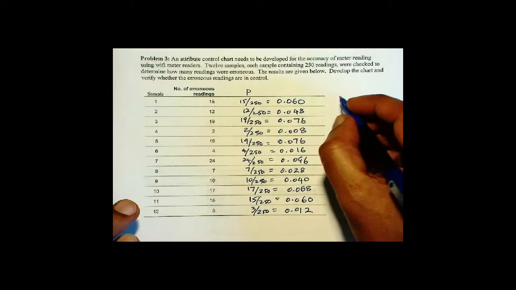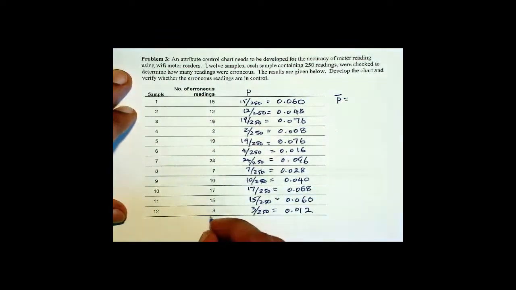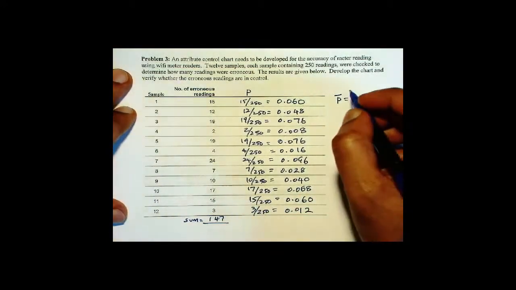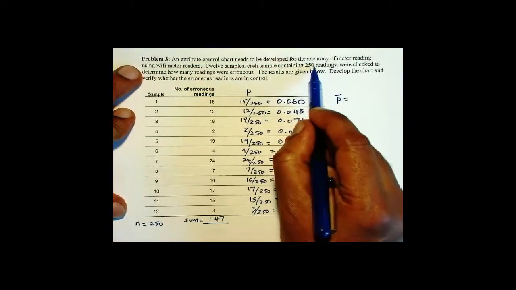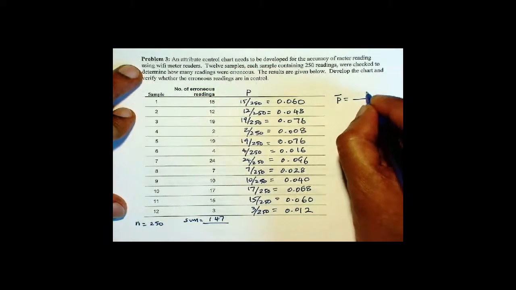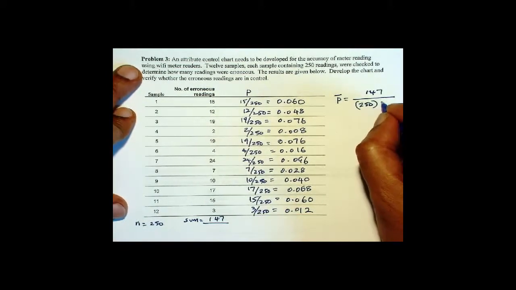Next we'll compute P bar. For P bar, you need the total here, and that is equal to 147. Remember, n is equal to 250, which is given here. So you get 147 over 250 observations in each of the 12 samples. So this gives us 0.049.